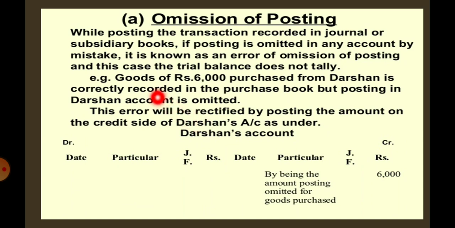Omission of posting. Goods of 6,000 purchased from Darshan is correctly recorded in the purchase book, but posting in Darshan's account is omitted. What will be the rectification? The error will be rectified by posting the amount on the credit side of Darshan's account, as under. So the amount of the purchase will be entered into Darshan's account.